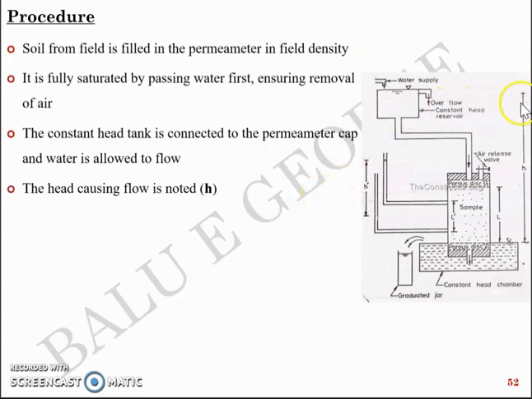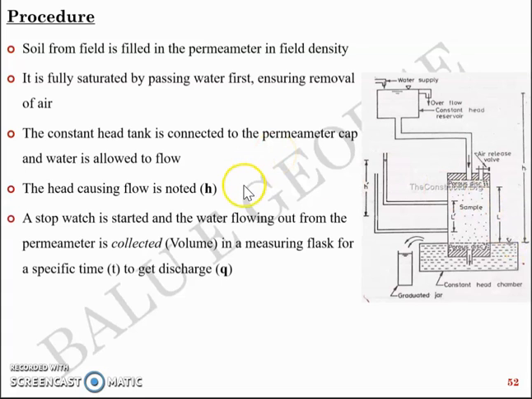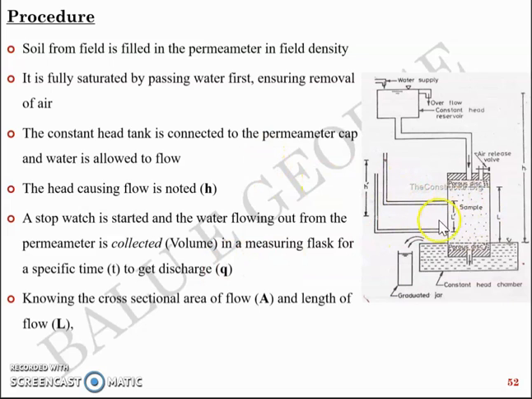The head causing flow, H, is noted. A stopwatch is started, and the water flowing out from the permeameter is collected in a measuring flask for a specific time to get the discharge. So you calculate the discharge based on the volume of water collected and the time taken to collect it, from which you get small letter Q, or discharge. And knowing the cross-sectional area of the sample and the length of flow, you can get what is called the coefficient of permeability, K.